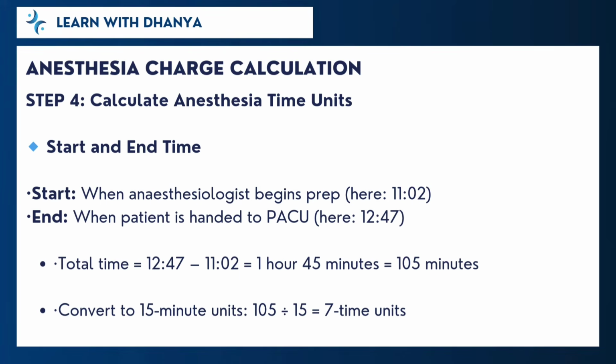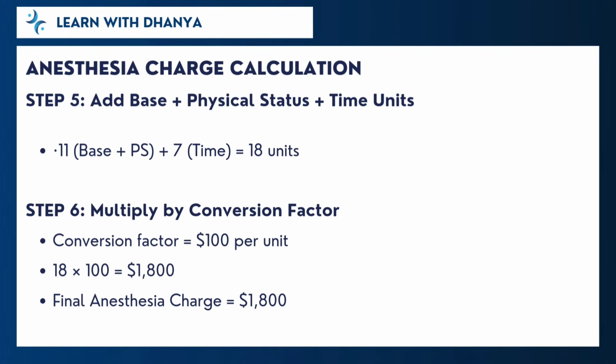Then calculate the anesthesia time unit. In this, start time and end time are very important. Start time means when the anesthesia starts, when preparing the patient, and it ends when the anesthesiologist is no longer present. You have to add up the time from start time to stop time, and you will get certain minutes for that. You should divide it by 15 to get the time unit.